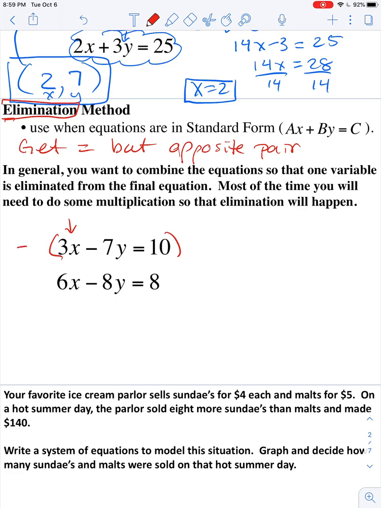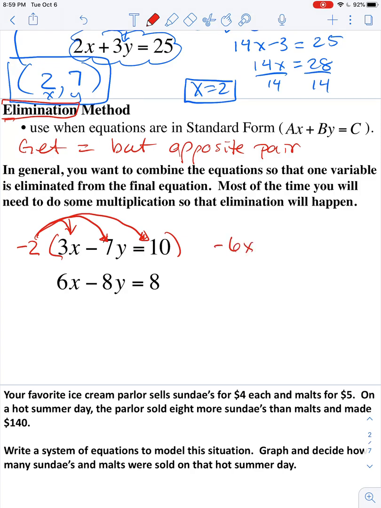But I also need them to be opposites. So what I'm going to do is multiply the entire top equation by -2. You can do whatever you want in terms of multiplication. You just have to remember to do it to everything. Most people remember to distribute here and here, but this guy gets left out again. So make sure that you don't leave that as a 10. That's probably the most common mistake.